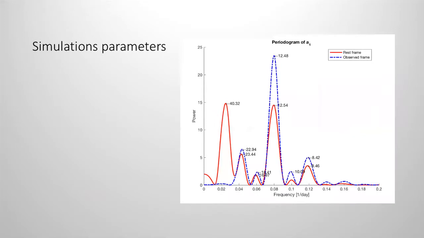I'll ask you a question. This is just a periodogram, or Fourier transform, of this coefficient a_n. The peaks would mean the period. Can you tell me what is the orbital period of the planet, and what is the rotation period of the star?